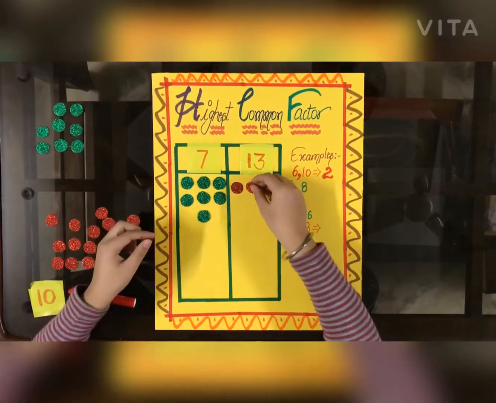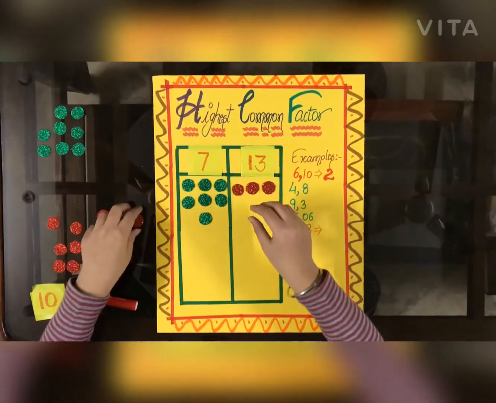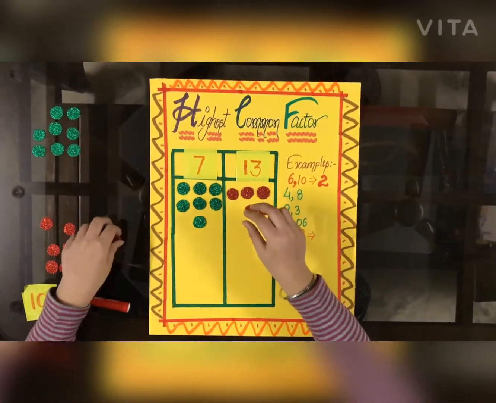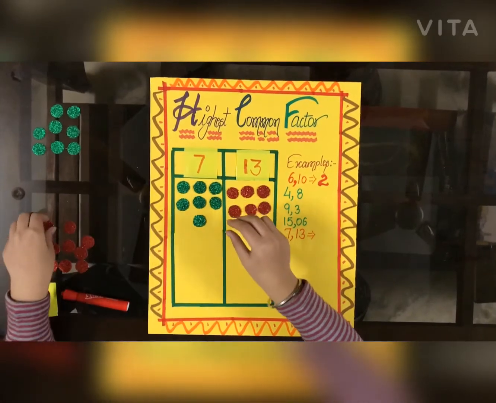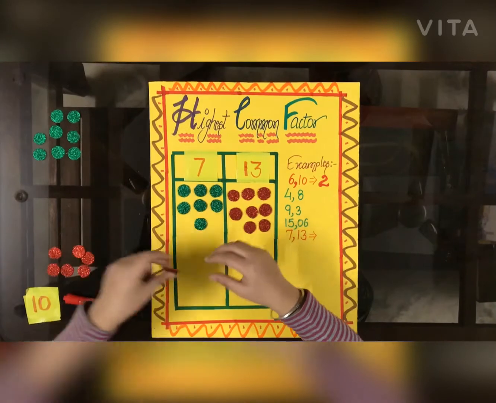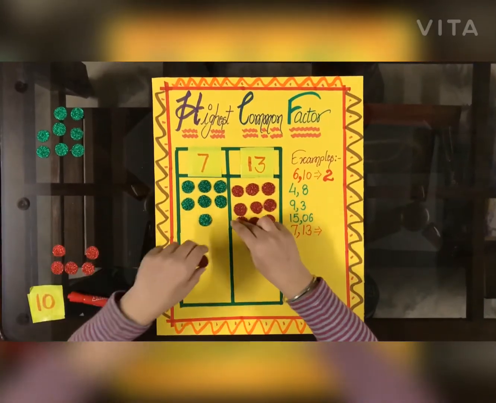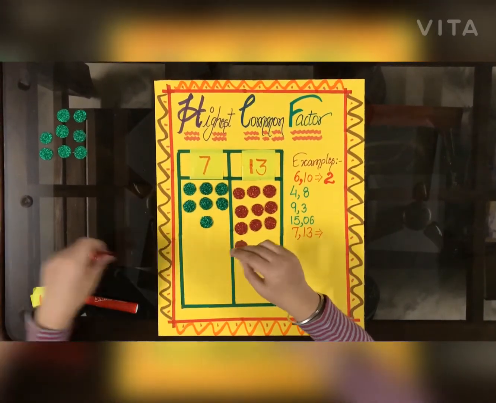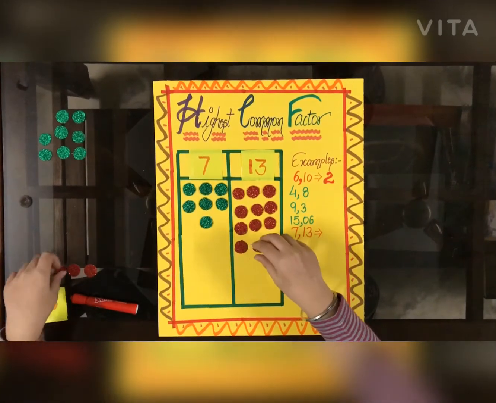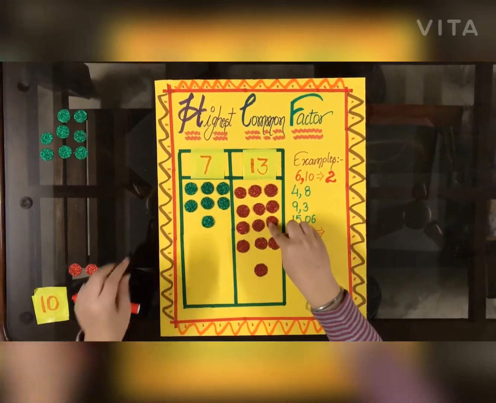1, 2, 3, 4, 5, 6, 7, 8, 9, 10, 11, 12 and the last one, that is 13.